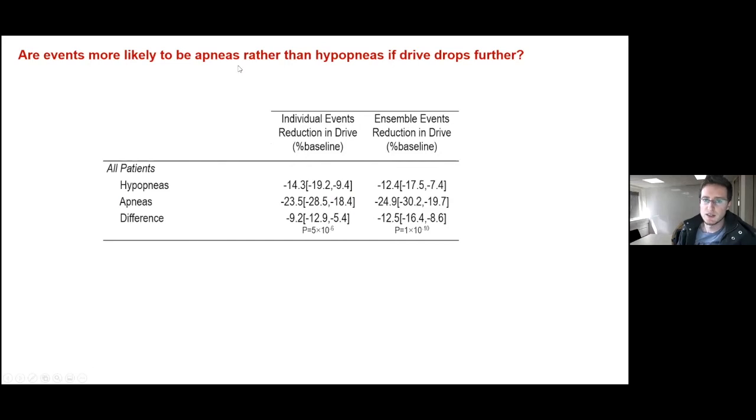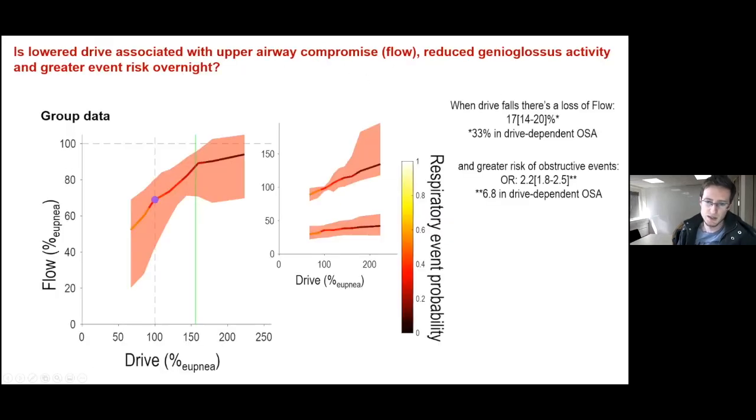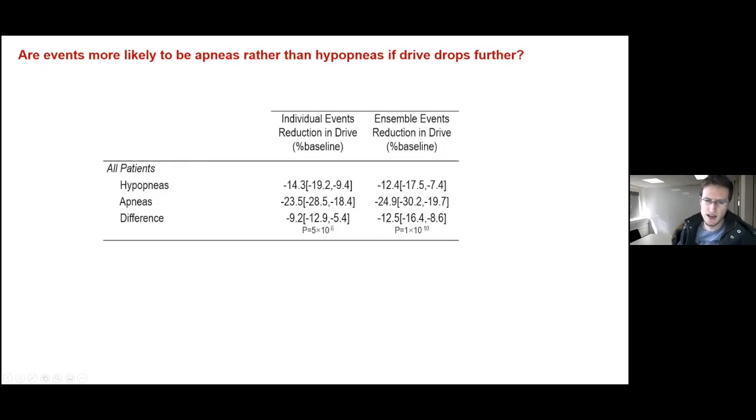Are events more likely to be apneas rather than hypopneas? Well, this was a fairly straightforward thing. We thought, okay, we've done all this analysis, why don't we look and see if apneas and hypopneas are different? We can look at either the individual events or the ensemble average events, and they tell the same story: in hypopneas, we see a drop in drive. In apneas, we see a greater drop in drive. And there's obviously a significant difference, roughly twice as much of a reduction in drive during apneas versus hypopneas.